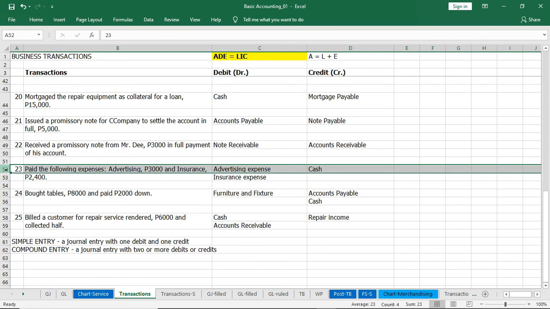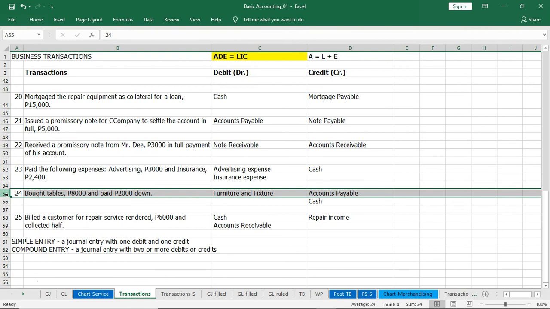Next, pay the following expenses, advertising and insurance. Okay, so kagastusan, expenses. So debit to expense accounts, advertising expense saka insurance, and then credit to cash. Okay, kasi paid yung word na ginamit. Okay, so binayaran in cash.